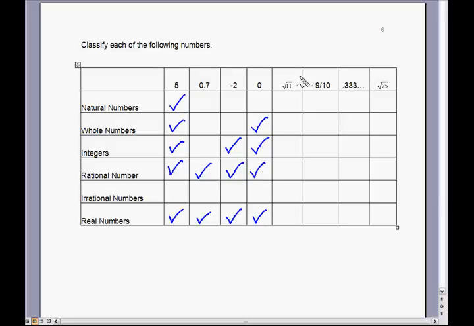The square root of 11. If you type that on your calculator, you would get a decimal. Even though it appears to end on your screen, this decimal goes forever, and it has no pattern. It is what we call an irrational number, and it is also real.